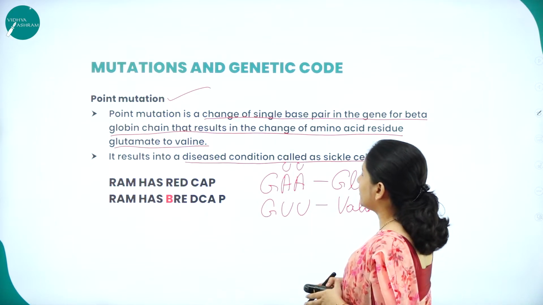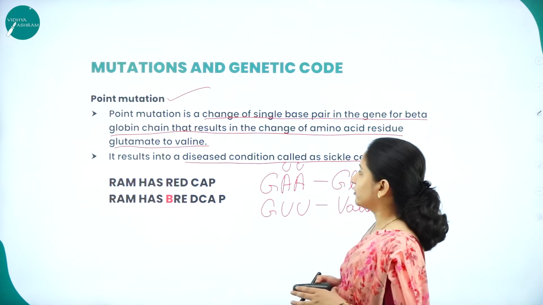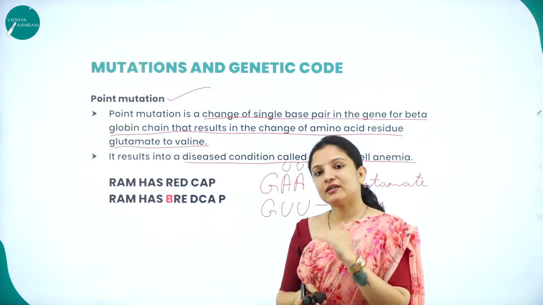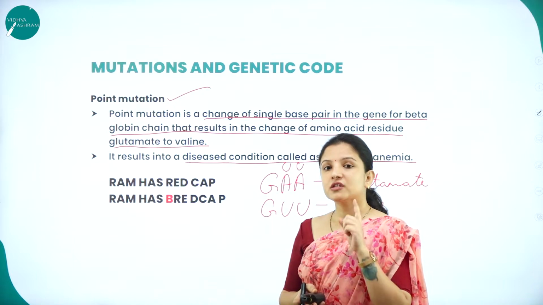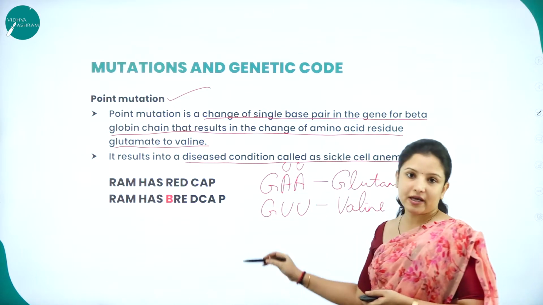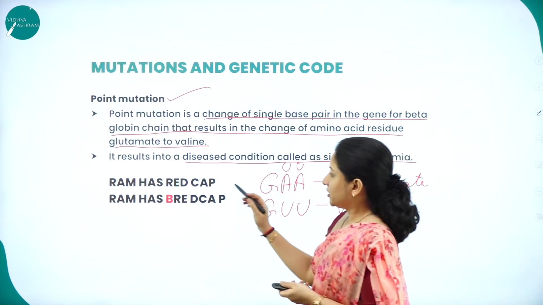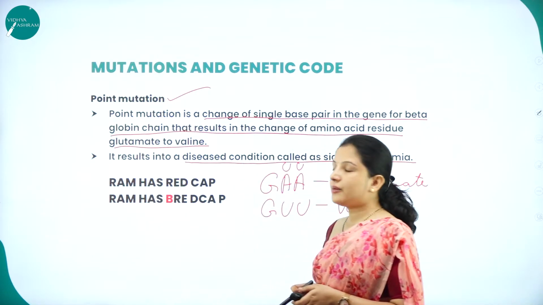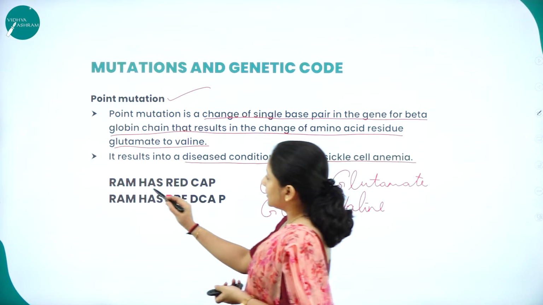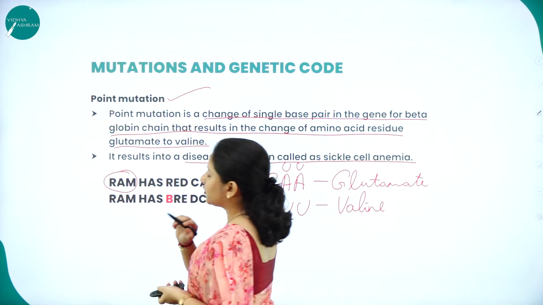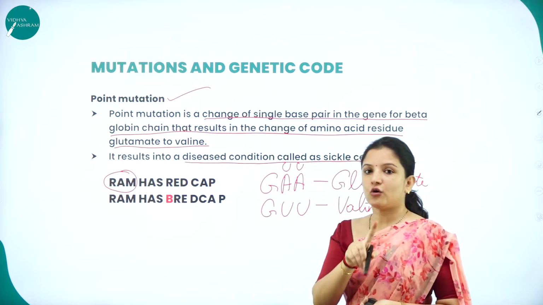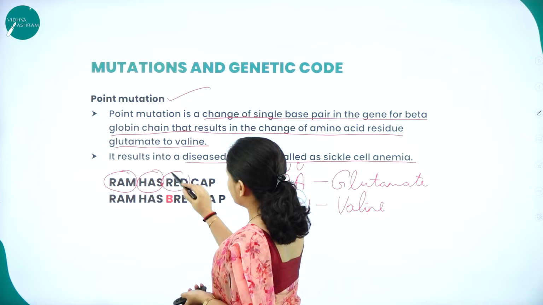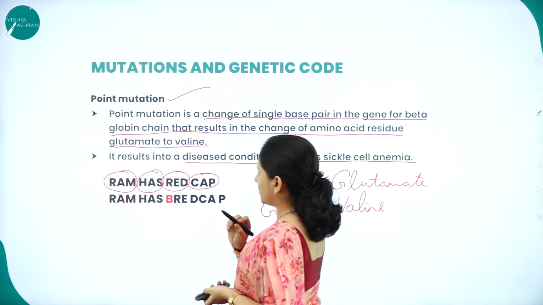Sickle cell anemia occurs because of the change of amino acid glutamate to valine. Glutamate will get converted to valine because of the change in one of the nucleotides. So that is why. Here I'll explain to you by taking this. They have given a sentence here, Ram has red cap. So this is one genetic code, because genetic codes are always read in the form of triplet codes, right? So HAS is one genetic code, RED is one genetic code, CAP is one genetic code.